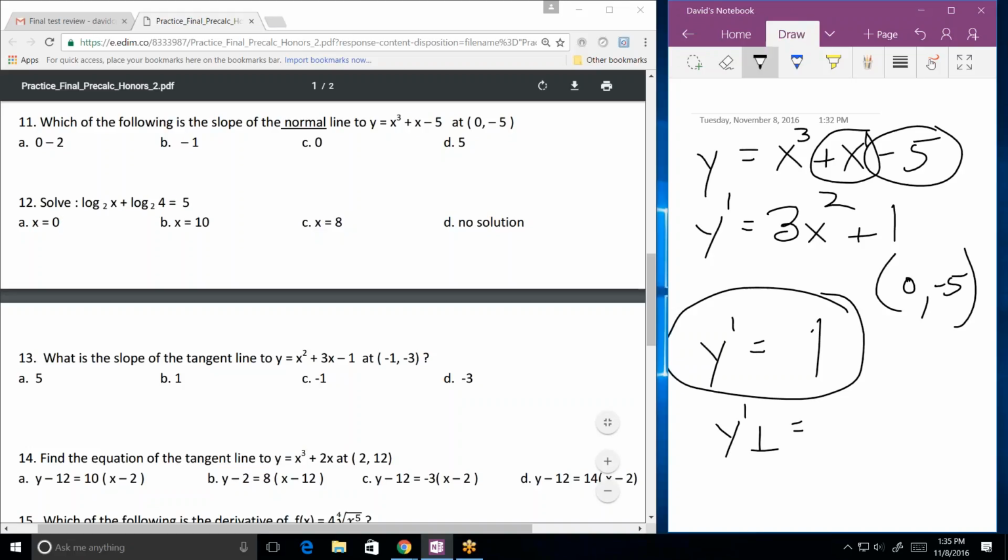If the slope of the line is 1, what's the slope of the normal line? Negative 1? Yes, that's the answer. B.